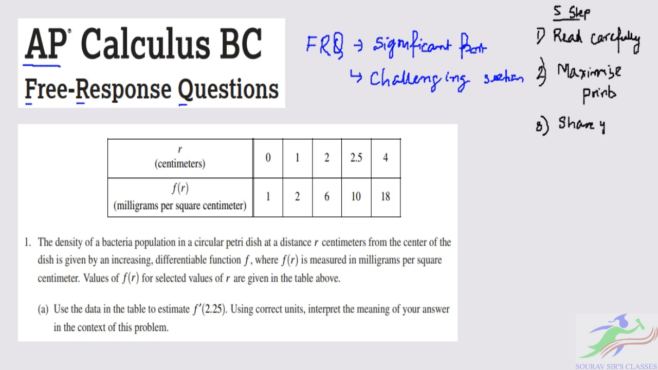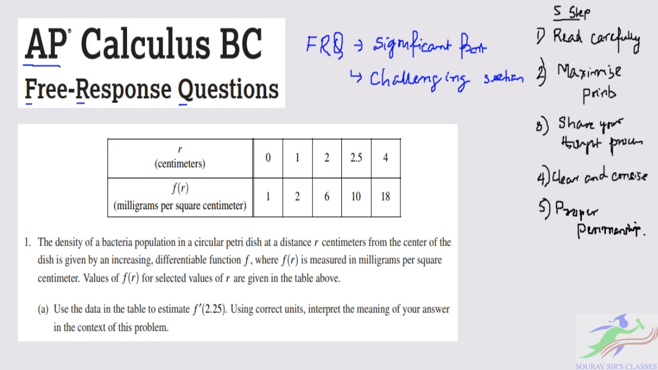Next, you have to share your thought process. As in other essay type questions, you have to share your thought process, and you must be clear and concise about what you are writing on the paper. Your concept should be clear. And the last one is the usage of proper penmanship. So these are the 5-step strategy. If you follow this, then we can easily get an upper hand on this section.